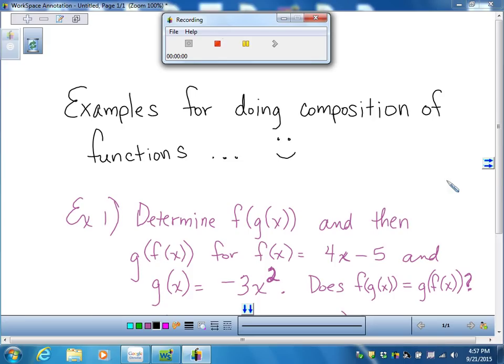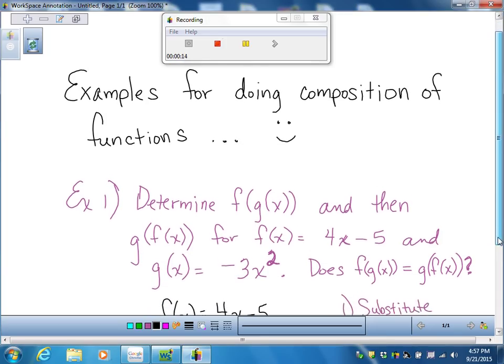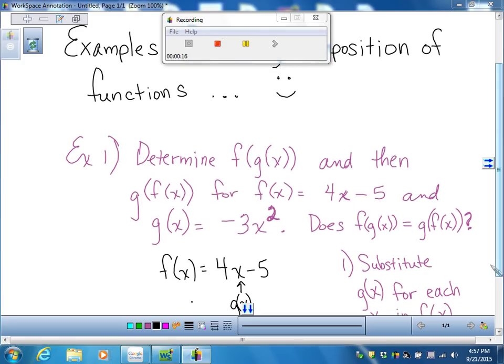Welcome to examples for doing composition of functions. Example 1. We want to determine f of g of x, and then we want to determine g of f of x for the two functions f of x equals 4x minus 5 and g of x is equal to negative 3x squared. Finally, we want to answer the question, does f of g of x equal g of f of x?